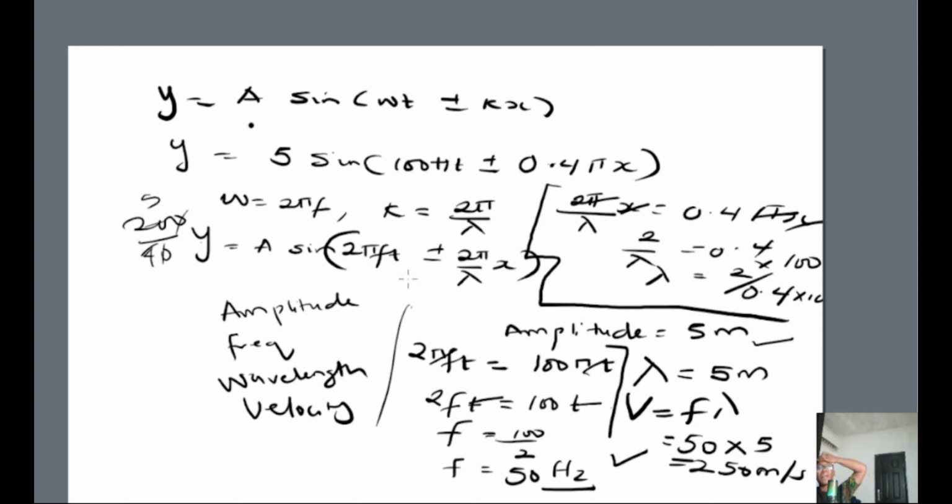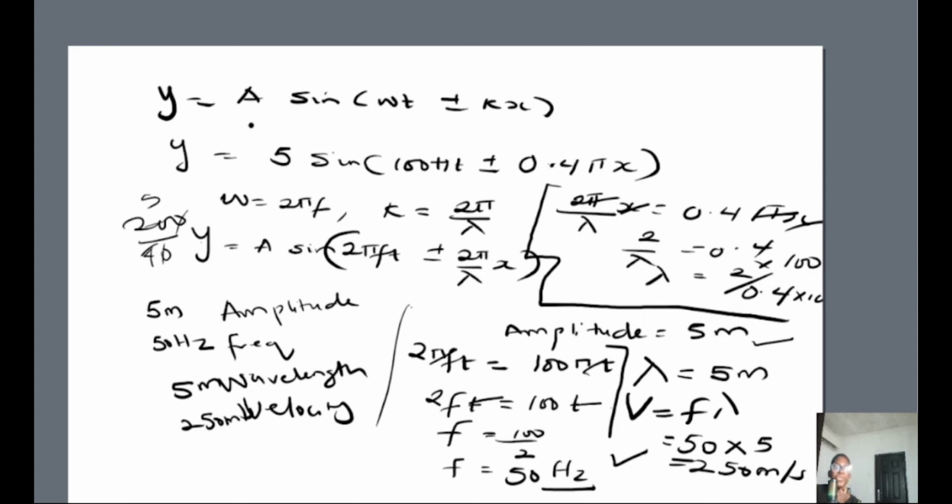So now we have the values. Let's put them there and go and check which one is correct. Our amplitude was 5 meter. Our frequency was 50 hertz. Our wavelength was 5 meter. And our velocity was 250 meter per second. So let's go and check.